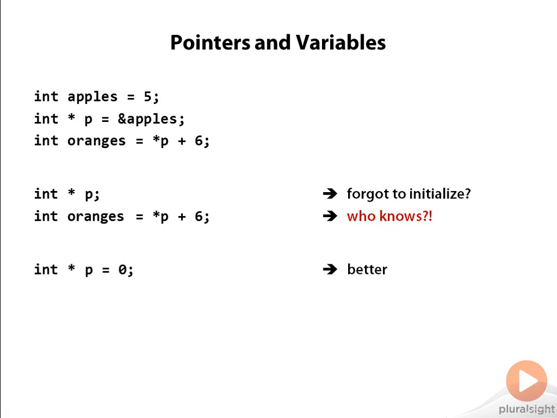A much better scenario is if the p variable is initialized to 0. In this case, you can be sure that your program will crash very abruptly. What that means depends on the OS, but your program won't simply continue running, causing more harm.